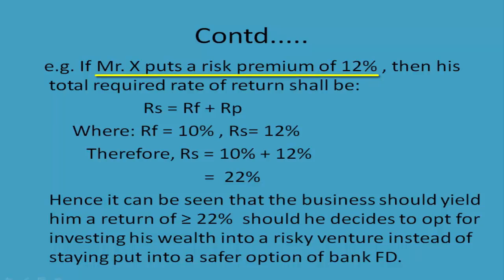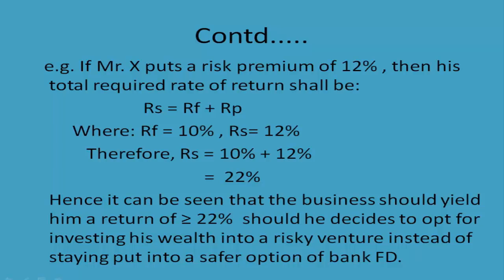So for example, if Mr. X puts a risk premium of 12%, based on the assessment of the risk which he has made from his venture, then his total required rate of return shall be 10% plus 12%, that is 22%. So it is a very simple example, a very naive one, to see that suppose Mr. X, after comprehending the nature and the intensity of the risks associated with his business venture, up and above the risk-free rate of return, chooses to put a premium of 12% on the risk, then his total required rate of return shall be 10%, that is the risk-free rate of return, and 12%, that is the risk premium, thereby taking his overall RS, or required rate of return, from his venture up to 22%. So what does it mean?